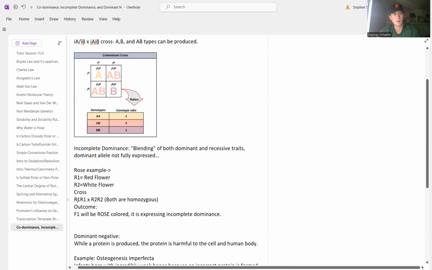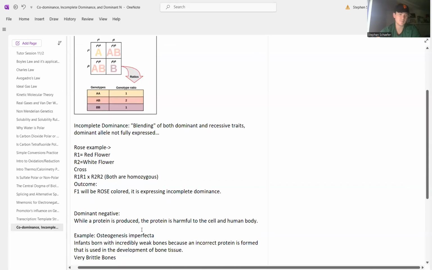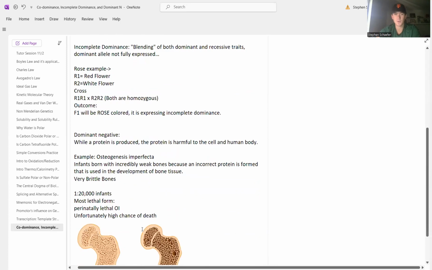So say our red is R1 and our R2 is white, right? If we cross a homozygous red and a homozygous white, we're going to get an outcome of all rose colors for our F1 generation. So it is expressing incomplete dominance. It's not fully red, but it also isn't white. It's intermediate. All right, so the last one we're going to be talking about is dominant negative.